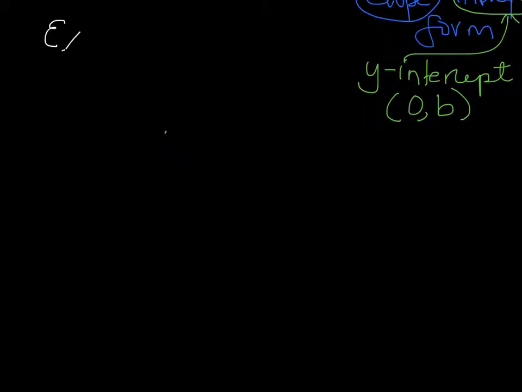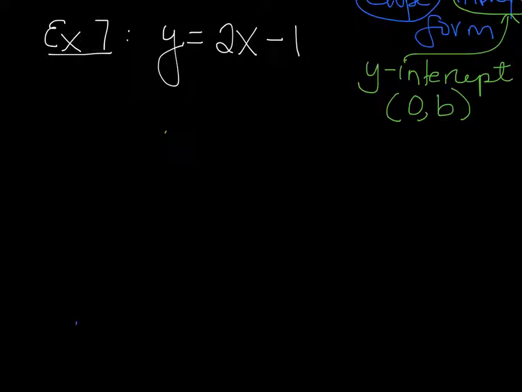Okay, so what is this? Example 7. Let's say you have y equals 2x minus 1. I want to graph this using the slope-intercept form. Why? Because there's my slope, and what's my y-intercept? Well, it's always (0, negative 1), right? It's going to be on the y-axis because it's the y-intercept.